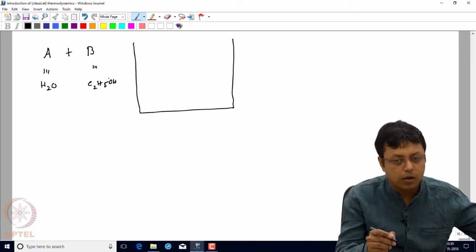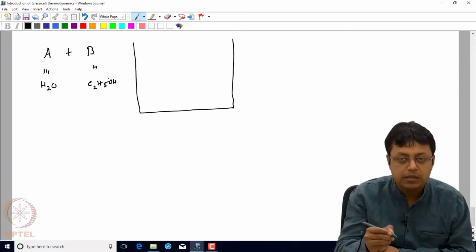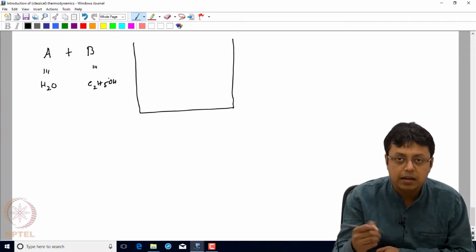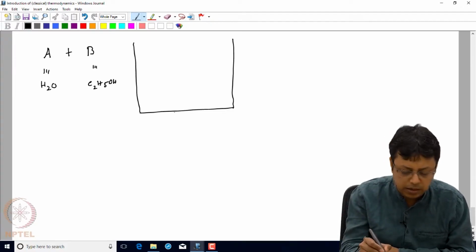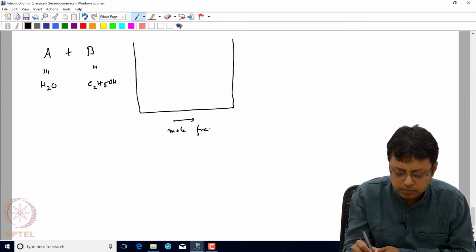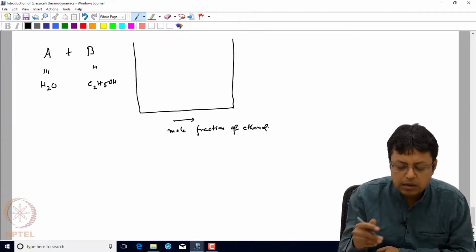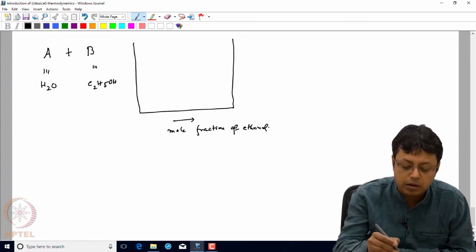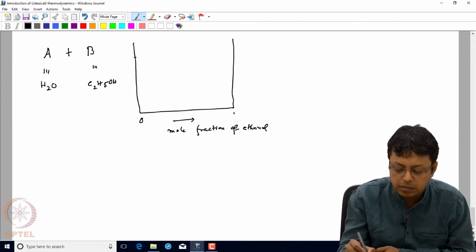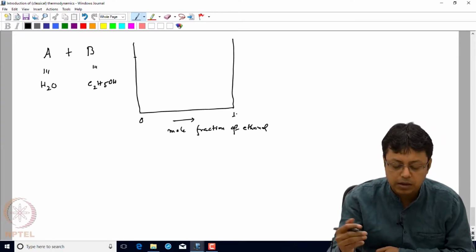And then if we want to actually plot how much the volume will change if I add a little bit of B into A or in the reverse way, what I'm plotting right now is basically the mole fraction of ethanol, and I'm adding ethanol into water. Now, interestingly, what will be the partial or the molar volume of water? So we know that the mole fraction is a fraction, so it can go from 0 to 1 only.